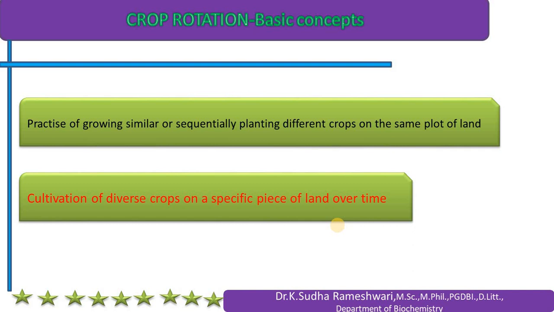For example, a farmer may choose to plant beans after planting corn because the beans will return nitrogen to the soil that the corn uses up. Rotations can involve as few as 2 to 3 crops and as many as over a dozen.